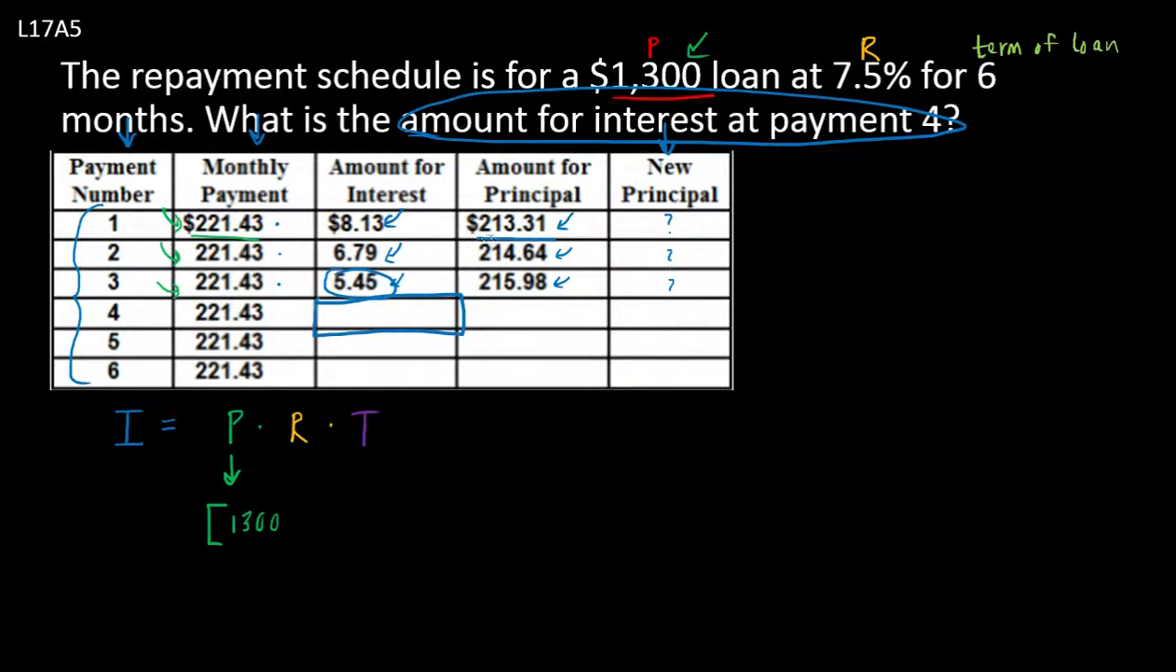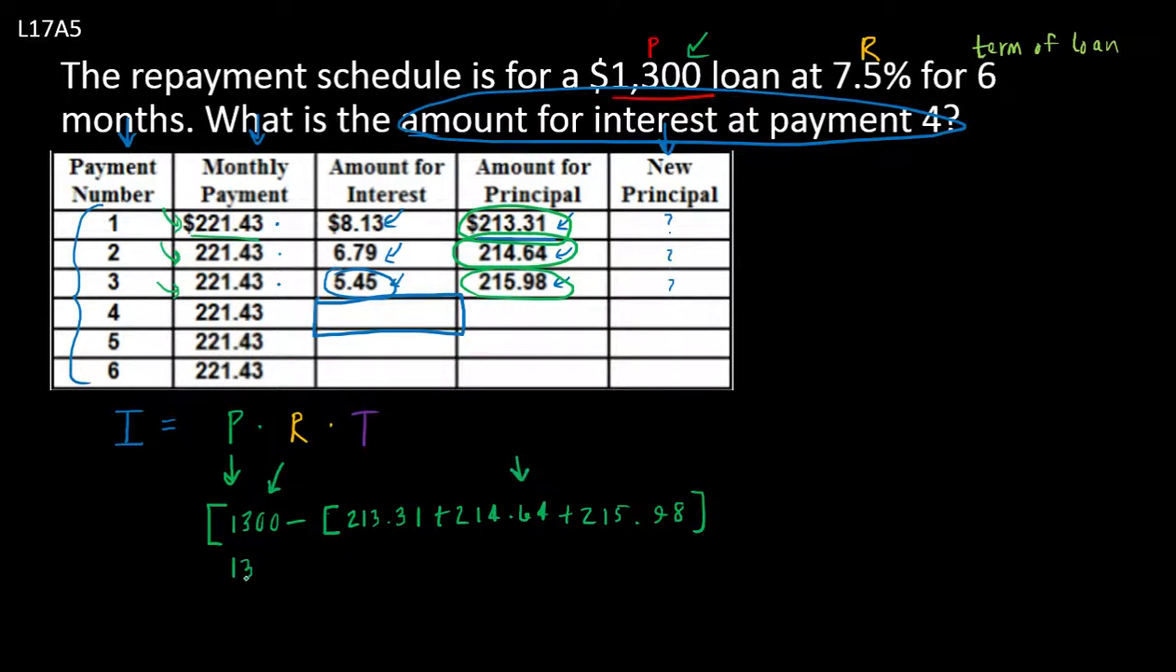So we see here that in the first payment, $213.31 were paid towards principal. So we're going to subtract that off. In the second month, $214.64 went towards principal. So that gets taken off as well. And in the third month, $215.98 went towards principal. So you can see that I'm taking the original amount owed, and I'm going to subtract the sum of what I've paid so far.